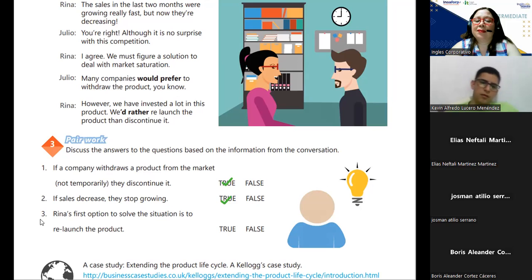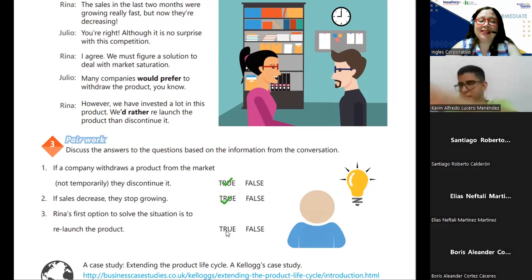Rena's first option to solve it is to relaunch the product. True. That's Rena's option, right? Julia's option was a different thing. Okay. So yes, true, true, true.